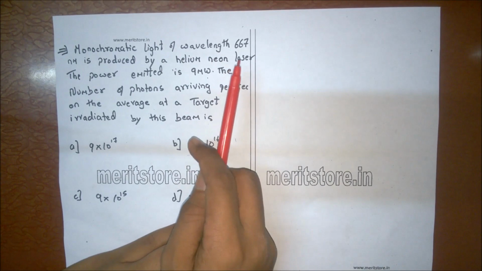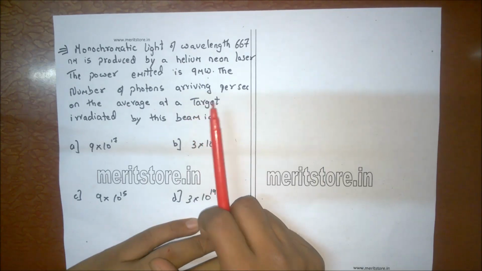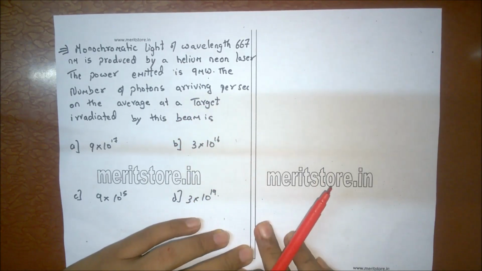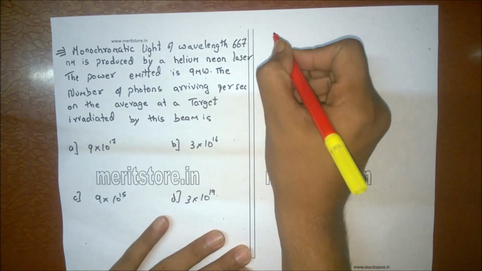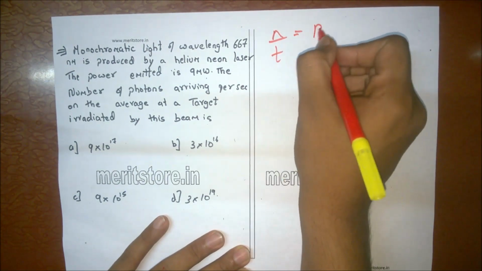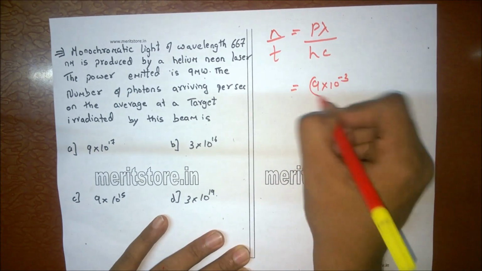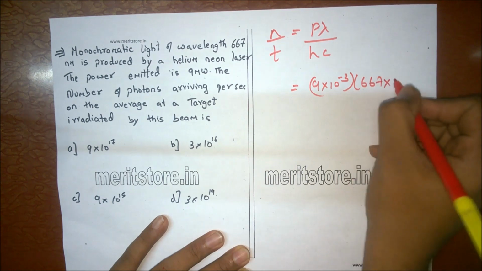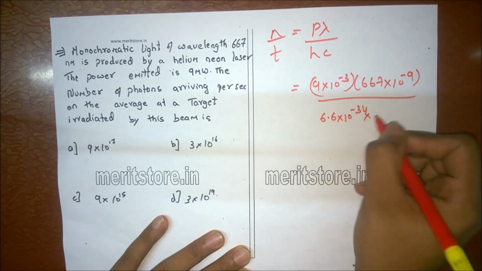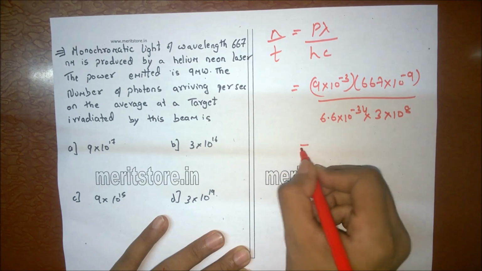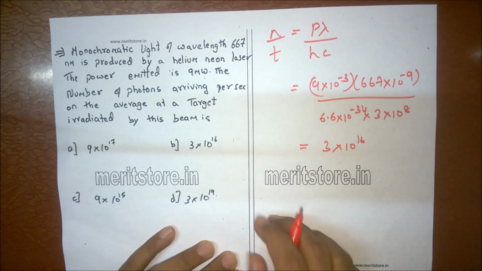Monochromatic light of wavelength 667 nanometers is produced by a helium neon laser. The power emitted is 9 milliwatts. The number of photons arriving per second on average at a target irradiated by this beam is, here are the options. Now, the number of photons per second is given by P into lambda upon h into c, which is equal to 9 into 10 raised to minus 3 into 667 into 10 raised to minus 9 upon 6.6 into 10 raised to minus 34 into 3 into 10 raised to 8, which is equal to 3 into 10 raised to 16. So, the correct answer is option B.